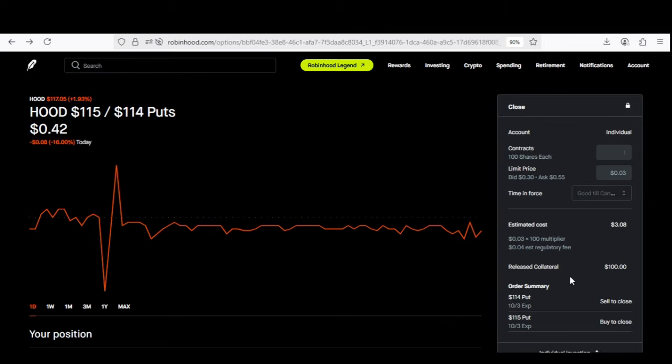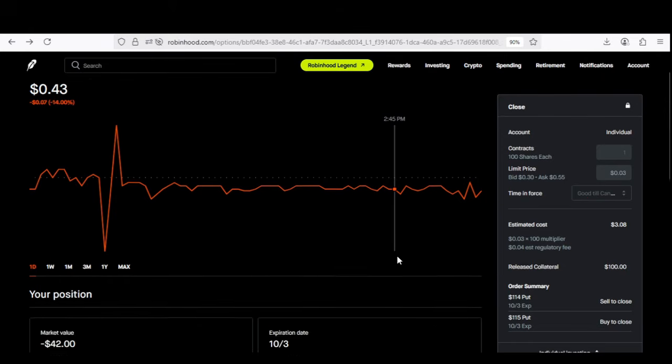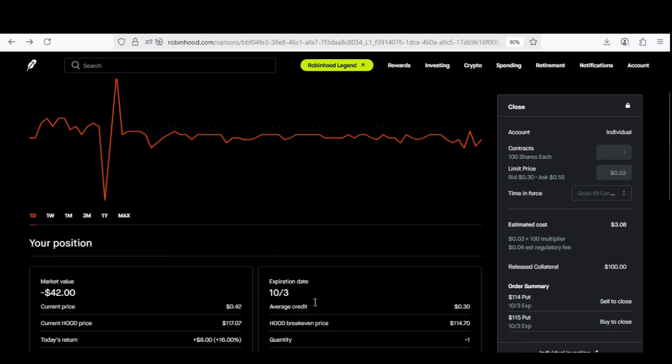As you can see here, it's telling you that I'm willing to pay $3 to close the trade, and my collateral is going to be released back to me. The amount of money I'm willing to pay to close the trade is only going to be $3. This is going to stay until I cancel this, or until the expiration date, as you saw, of October 3rd right here.